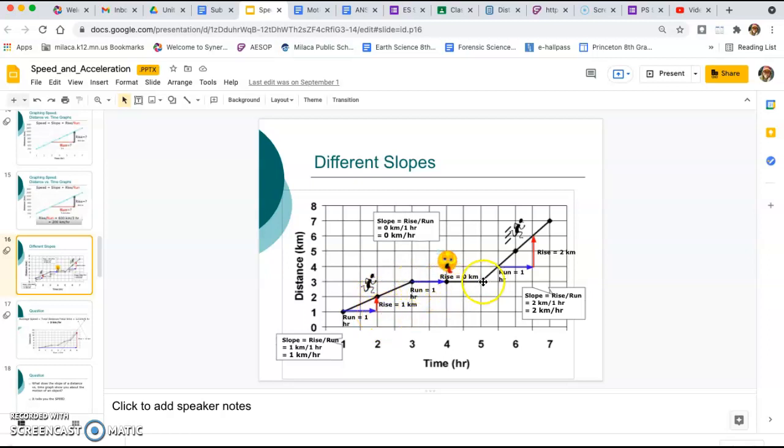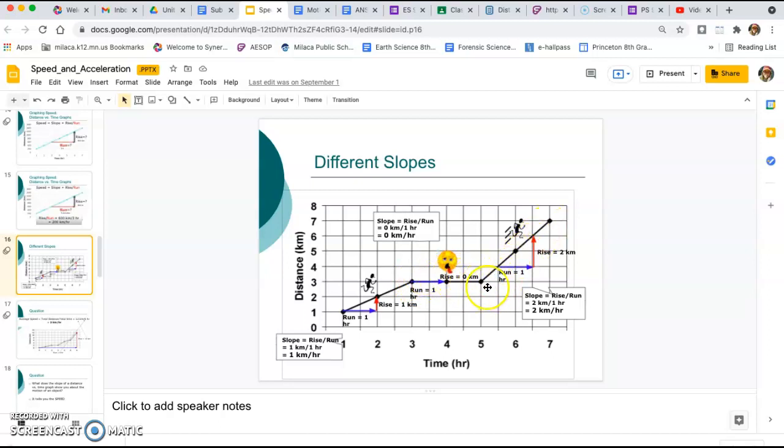Up here, my slope is going to be 0 because I don't have a change in the rise at all, and 0 divided by anything is 0, right? So if I see that I have a totally straight line here, I should say a totally horizontal line, my slope is going to be 0 because I have no rise. I do have a run. Time kept going, but that runner didn't go anywhere. And so I don't have a rise, which means that the slope is 0. Okay? So there's no speed happening here.